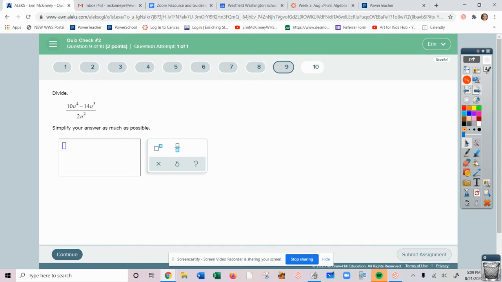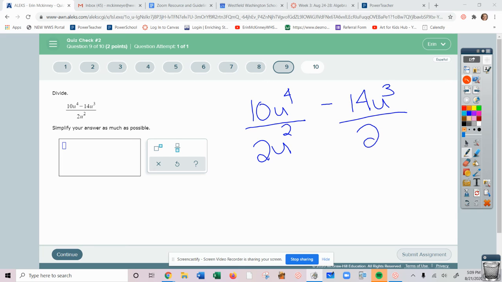Number 9, we have division, right? We said when we're dividing with polynomials, we're really going to just break this up into separate pieces. And we're going to divide each individual piece by that denominator, or by whatever we're dividing by, right? When we divide, we subtract with exponents. So we'll do 10 divided by 2, which gives us 5. We're going to subtract the exponents. So 4 minus 2 gives us 2.